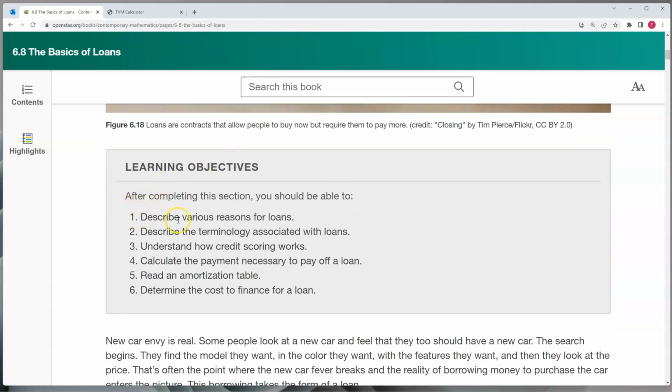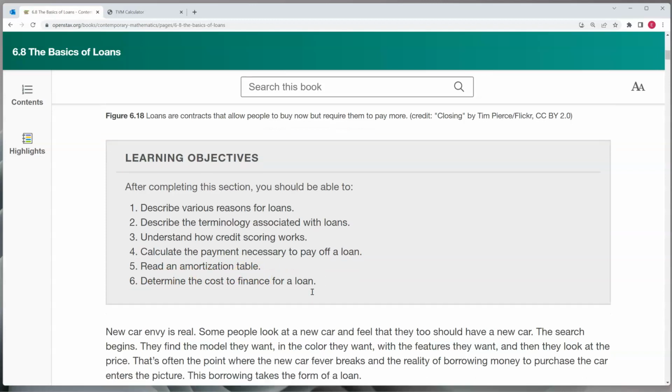So we first want to describe various reasons for loans, be able to describe the terminology associated with loans, understand how credit scores work, and start looking at the elementary underpinnings of what it means to have a credit score, calculate the payments necessary to pay off a loan, how to read an amortization schedule, and then determine the cost to finance for a loan.